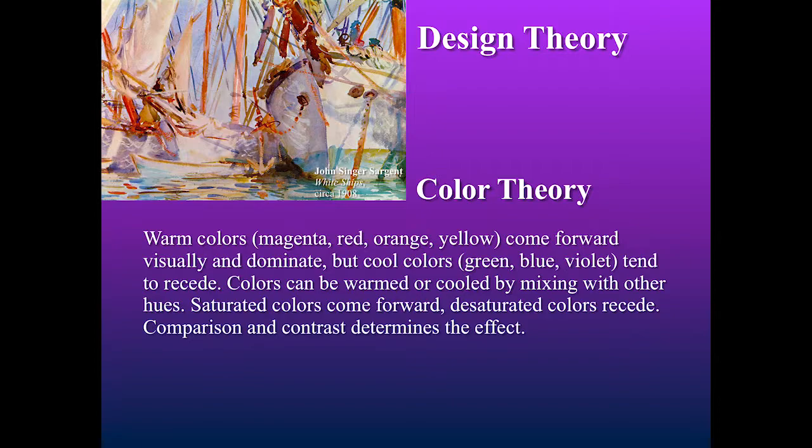So you can make a violet more warm by adding more red to it or more magenta. Saturated colors will come forward, and desaturated colors, like colors that have gray added to them, they will recede and go back. Comparison and contrast determines the effect. So if something is very dark against something that is very light, that will really determine where the space is. The very dark will fall back, the very light will come forward.